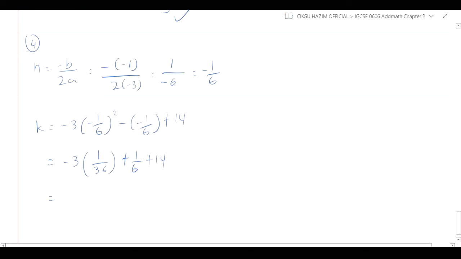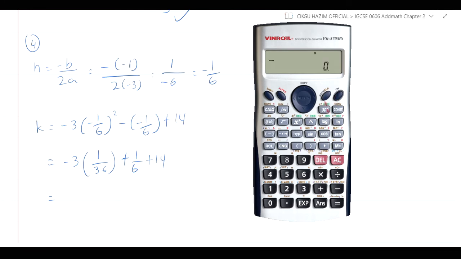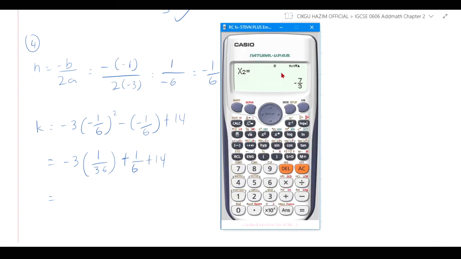This one you can press in the calculator. I'm using this kind of calculator here, and if you are using this calculator also, you can, and I believe it's quite simple. You can straight away put everything in: negative 3, and then open the bracket, 1 over 36, just press everything in the calculator, plus 1 over 6, and then plus 14. What you will get here is 14.08333 recurring, or 169 over 12.